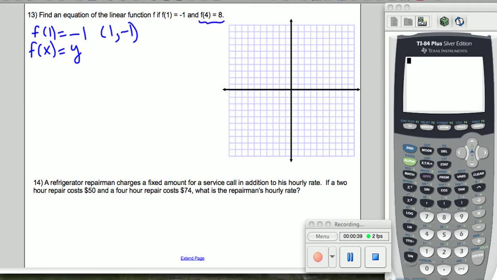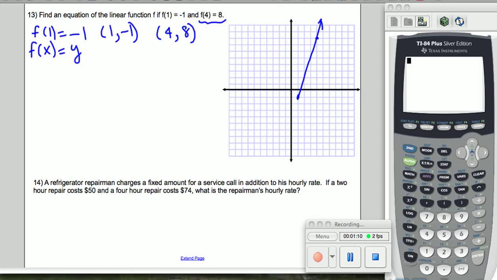And then in this one, the 4 is our x, and the 8 is our y. So they have asked us to find an equation of a line given these 2 points. So we have the point 1, -1, and 4, 8. So they want the equation of this line.